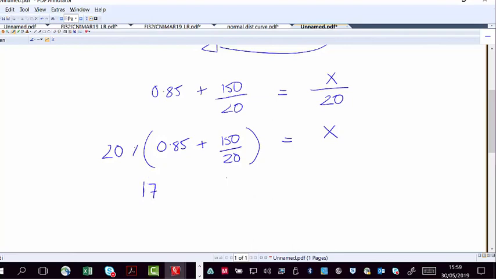Yep, so 20 times 0.85 gives me 17. And then if I add on to that, 150 divided by 20, but then multiplied by 20, would just give me 150. So therefore we can work out by rearranging the equation that X is equal to 167. So to answer the question, it said 80% of the population is therefore below what? Well, 80% of the population is under 167. And that would be our final answer.